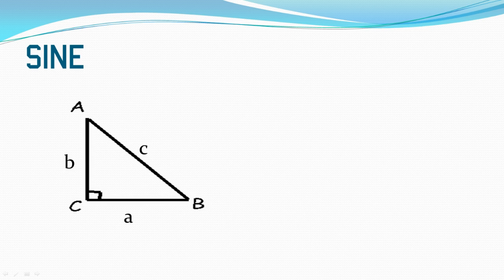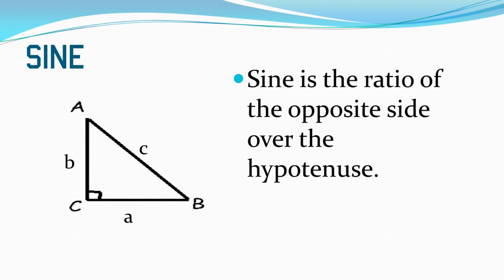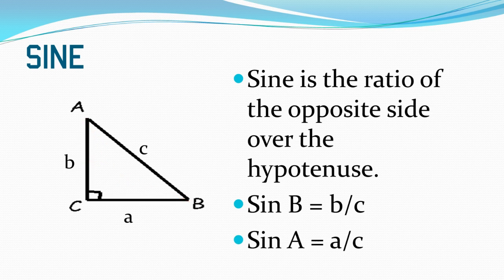In order to find angles using trigonometry, we need to first review our trigonometric functions. Sine is the ratio of the opposite side over the hypotenuse. In this case, the opposite side is the side that is not touching the angle that you're solving for. The hypotenuse is always the side that's directly across from the 90-degree angle. So if I have sine of B, it's side B divided by side C. Whereas the sine of angle A, if I was trying to find angle A, would be A over C. Side A is opposite from angle A.